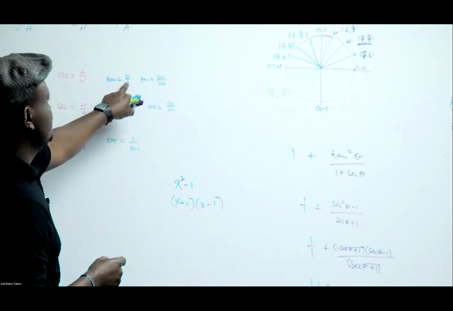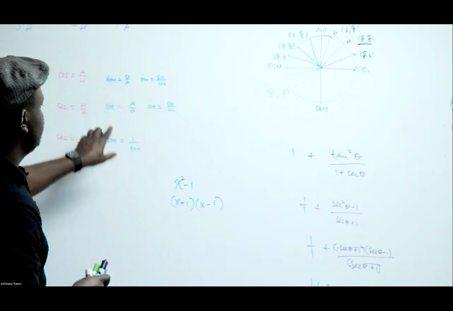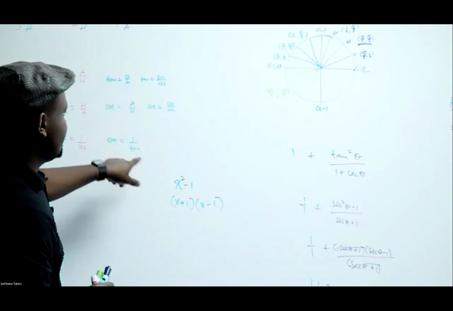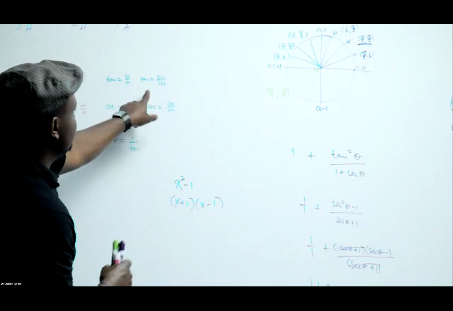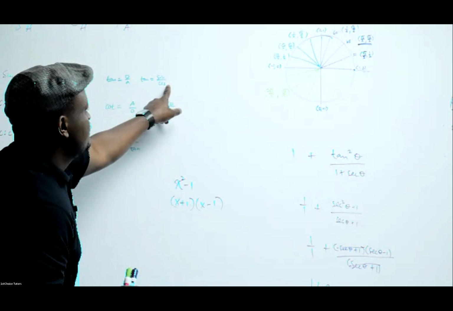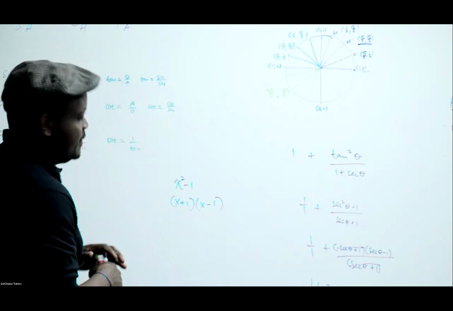Then you have tangent, opposite over adjacent. Cotangent is the inverse of it. So that's why it's flipped. There's one way to write it, 1 over tangent. Tangent is special because we can actually have 2 other ways to write tangent. Sine over cosine. All right.